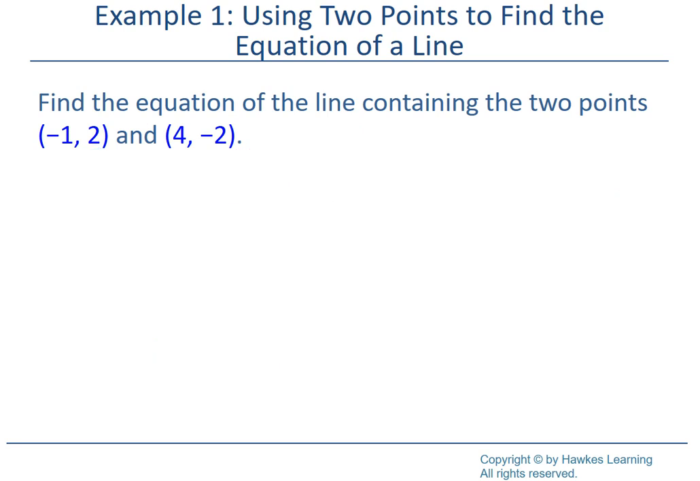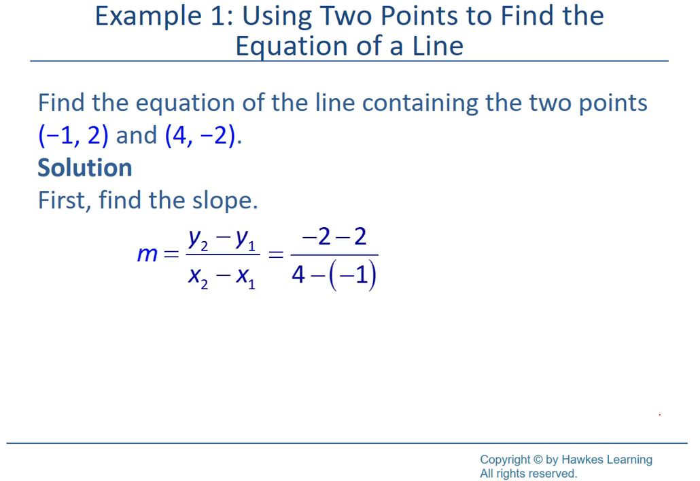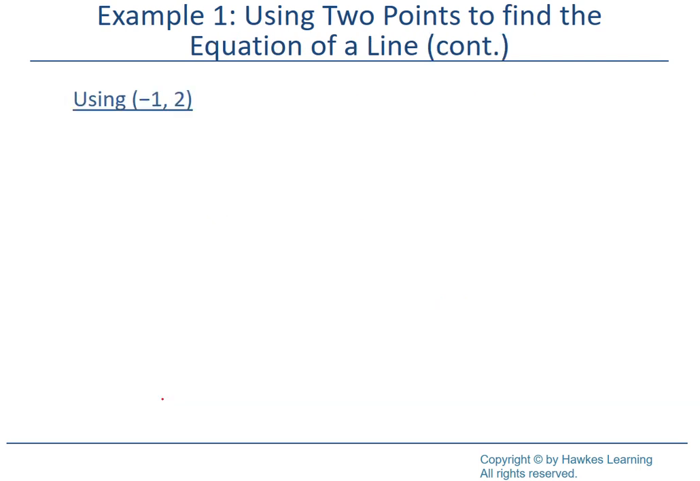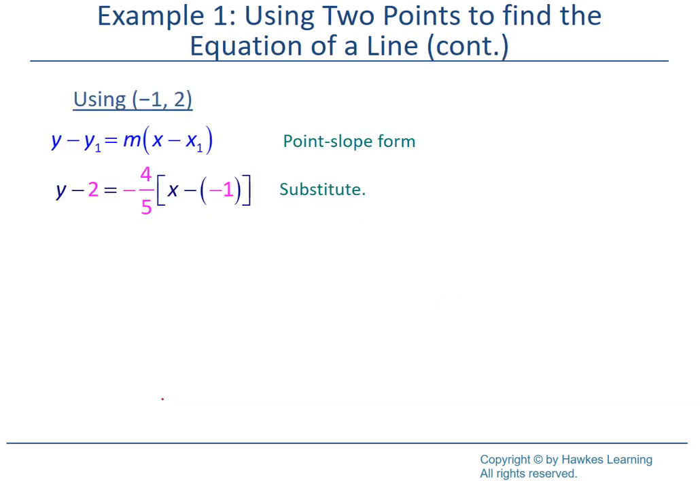All right, so let's see what the book does here as well. So first, find the slope, and we get a negative 4/5. And again, you can pause this if you want to see it done this way. Now, we have a choice. We could use the negative 1, 2, which is the one I chose, or you could use the 4 or negative 2. They're going to do both of them here, but first they're going to use this one. So we substitute, and we get this.